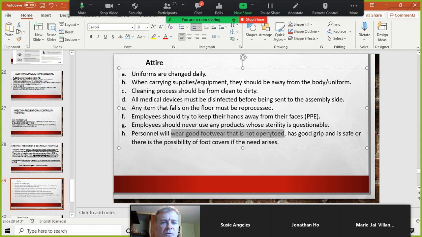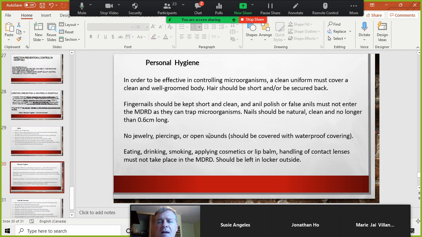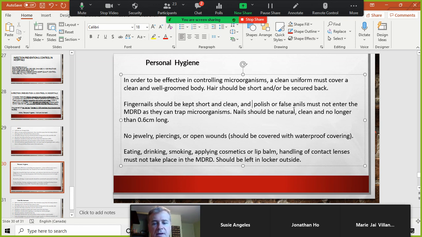Wearing good footwear that is not open-toed, has good grip, and is safe. If footwear is not available, then hopefully foot covers. These kinds of things, okay? Personal hygiene in order to be effective. There's an interesting one in here, even fingernails. Hospitals have policies on fingernails. Should be kept short and clean. And, sorry, that should say nail polish. I'll update this PowerPoint right now.